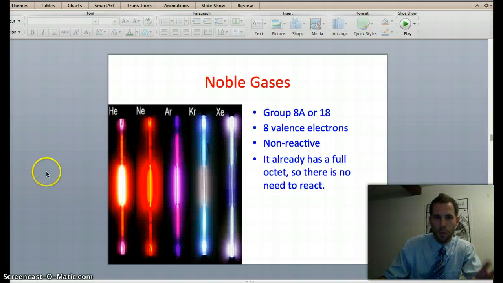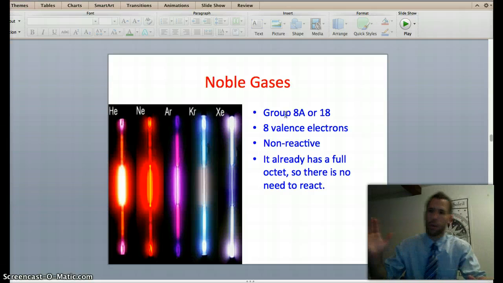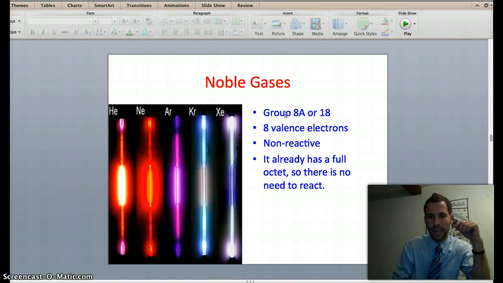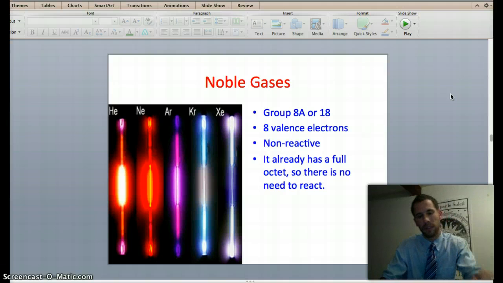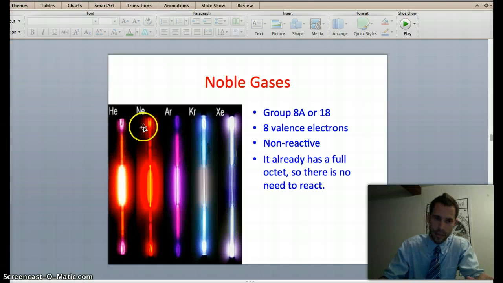The last important group I want to talk to you about are the noble gases. Noble gases are the ones all the way furthest on the right, group 18, or 8A, and they have 8 valence electrons. Since they have 8 valence electrons, they don't need any more, they don't need any less, they're really happy. It already has a full octet, so there's no reason to react. This is helium, neon, argon, krypton, and xenon. All of them react exactly the same because they have the same number of valence electrons.